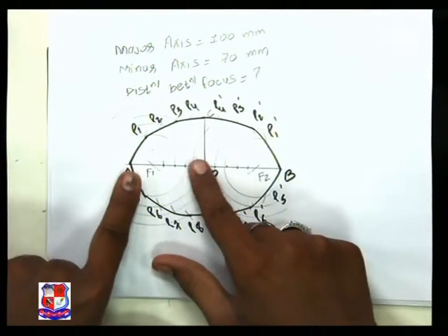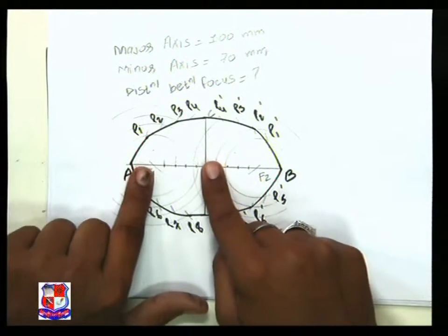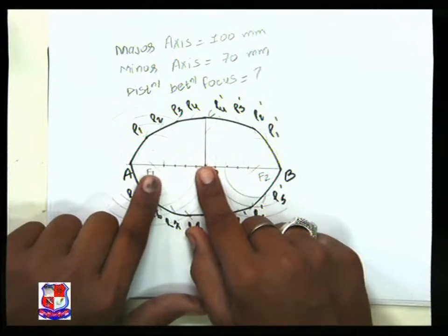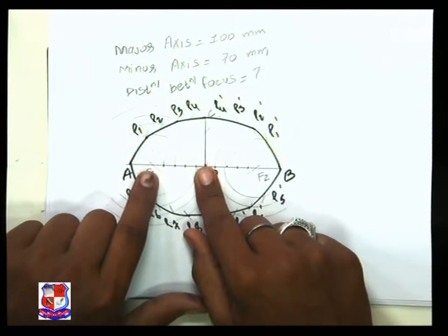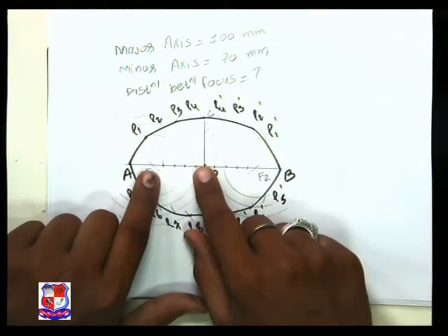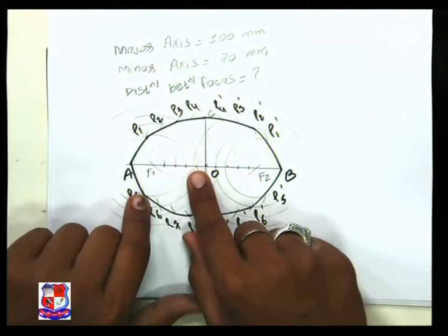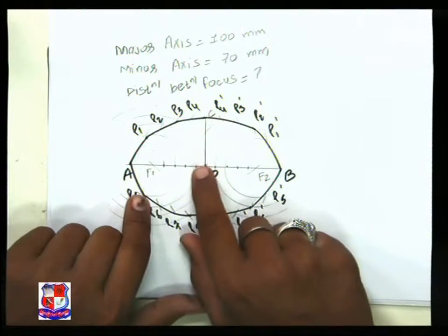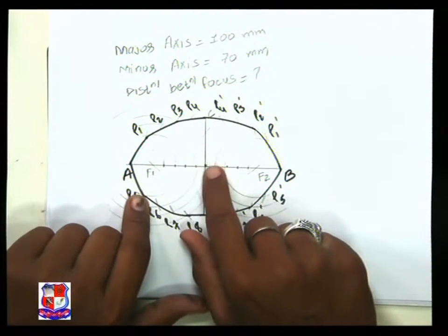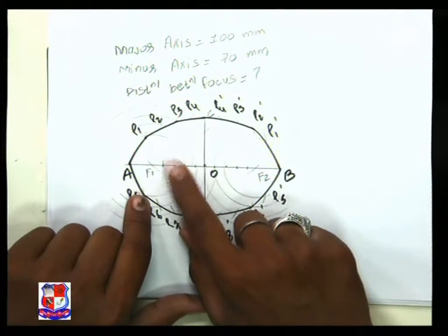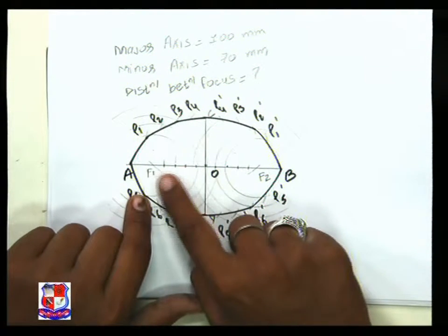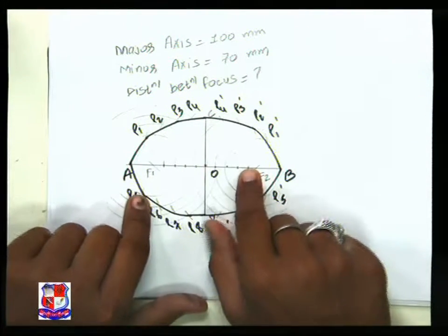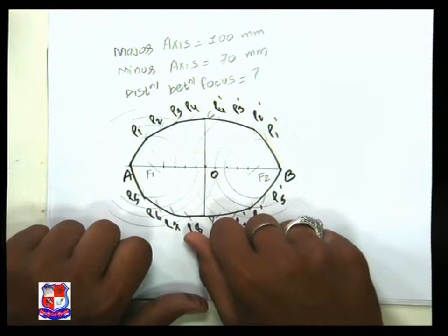Now we need to measure this OF1. When we measured it, we found that it's 35 mm. We need to divide it into 5 equal parts for a smooth curve. If we divide 35 by 5, it comes to 7 mm per division. So each division of 7 mm on the OF1 side and the OF2 side. Now here the task starts.